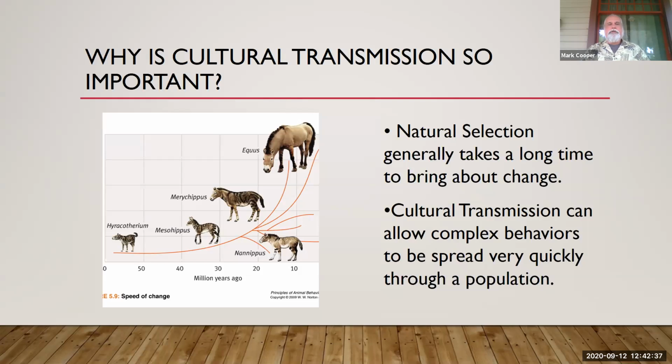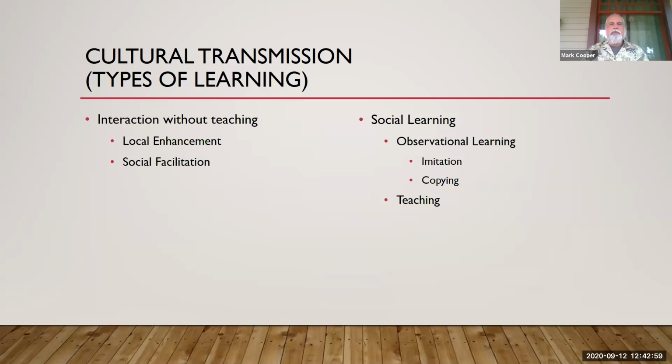So why is it so important? Now, natural selection here, we have the evolving of the horse. It takes a long time. And so cultural transmission is a way to quickly get a behavior, some complex behavior, to spread throughout a population very quickly. And so it's a kind of a way to speed things up, to make these behaviors a bit easier.